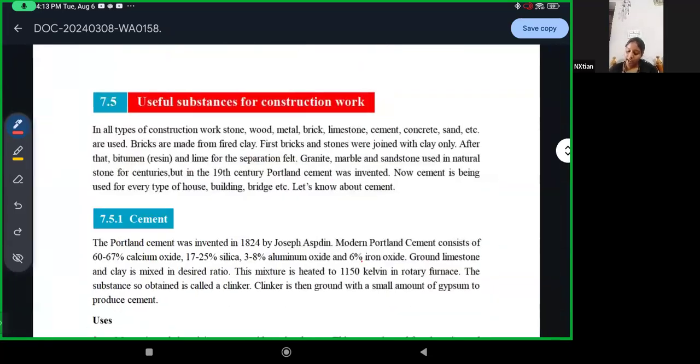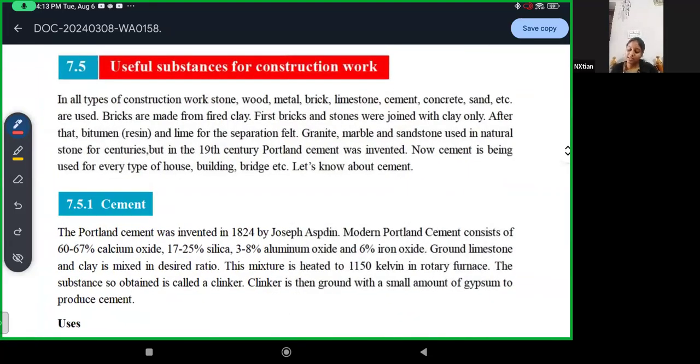Then we have useful substances for construction work. Now we will talk about the substances which are used in construction work, construction of a house, of a building, etc. So stone, wood, metal, brick, limestone, cement, concrete, sand, etc. are used in all sorts of construction.